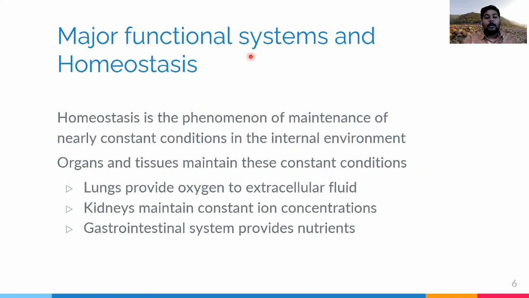Let us now consider the major functional systems of the human body and the concept of homeostasis. So, what exactly is homeostasis? Homeostasis is the maintenance of nearly constant conditions in the internal environment of the body. Our body always tries to maintain the constant conditions in which it can optimally function. These constant conditions are maintained by various organs as well as organ systems, and in later lectures, we will understand how this exactly functions.